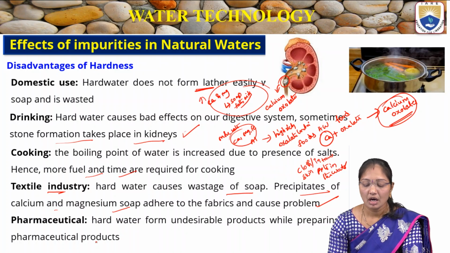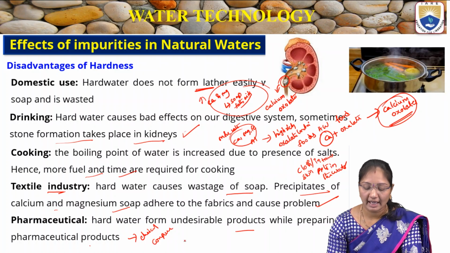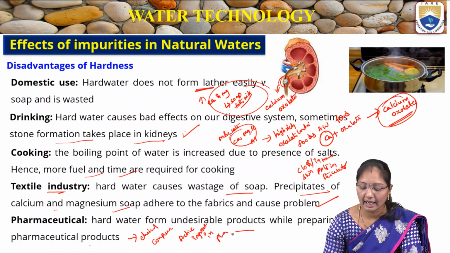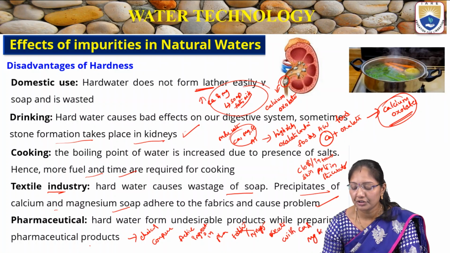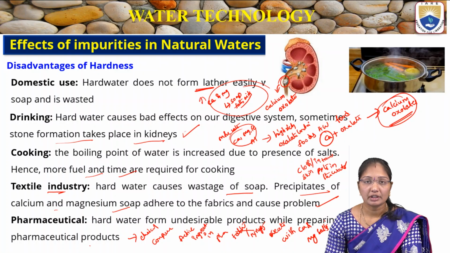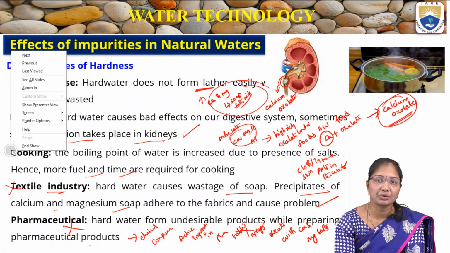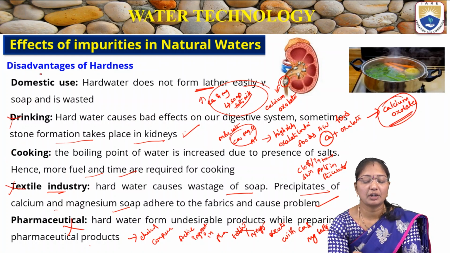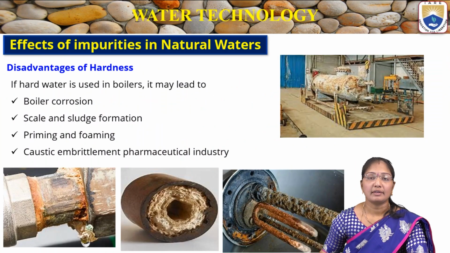Coming to the pharmaceutical industry, hard water forms undesirable products while preparing pharmaceutical products. Pharma products are nothing but chemical compounds. The active ingredients present in pharma products like tablets and syrups react with calcium and magnesium salts, so it definitely causes impurities formation. So it is not recommendable in the pharmaceutical industry, textile industry, even cooking. It wastes a lot of fuel, and we cannot use it for drinking, and for domestic use it causes the loss of soap. So these are the disadvantages of hardness.